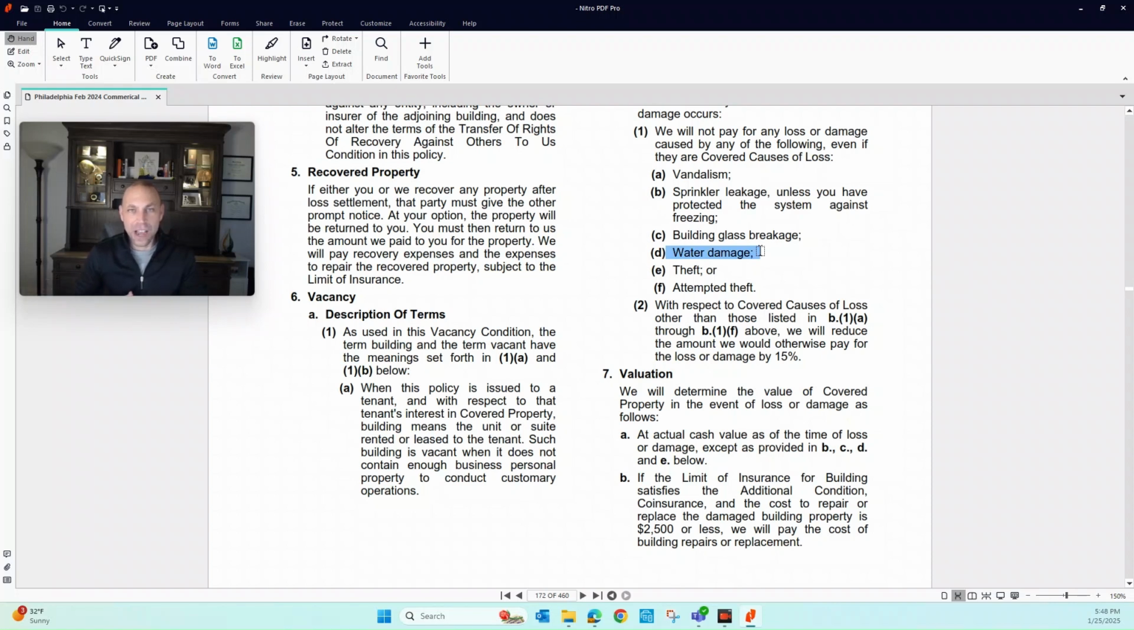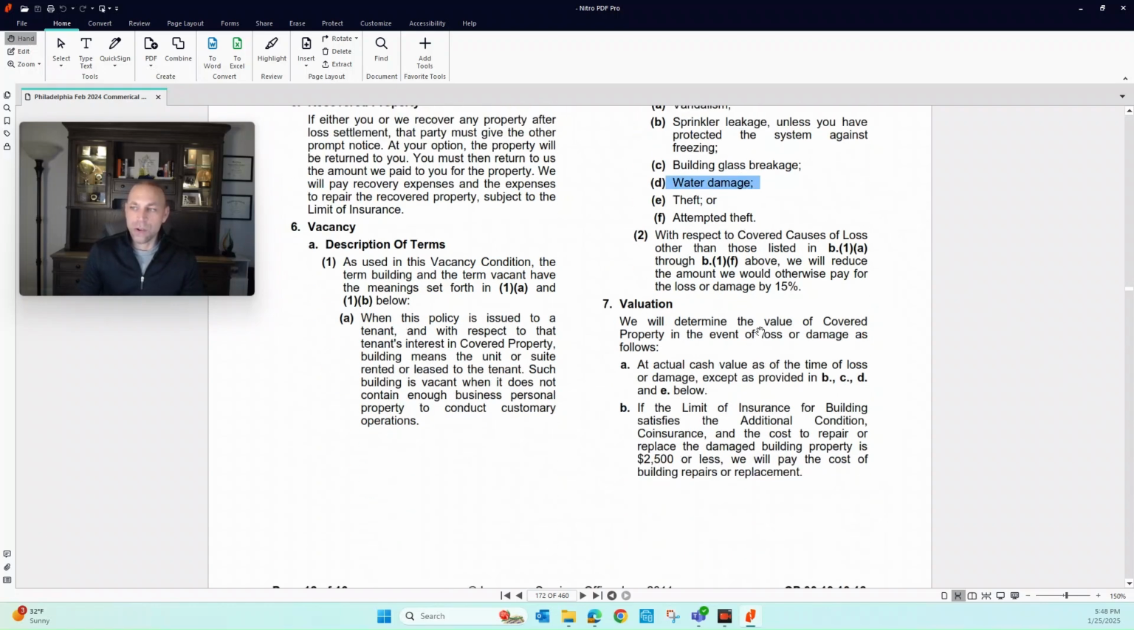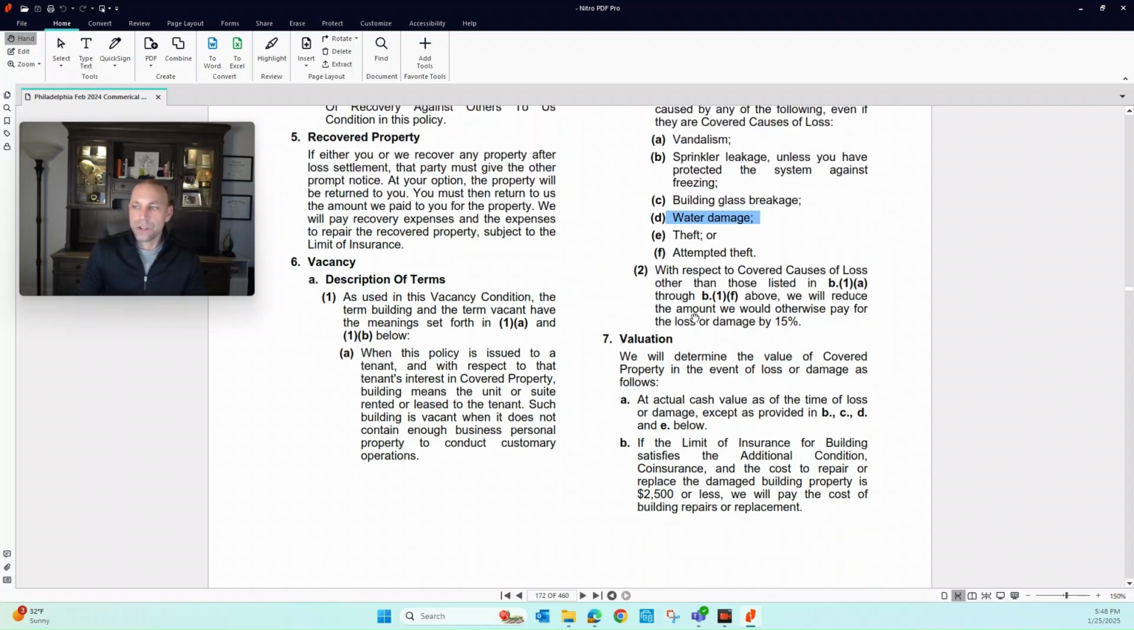If it's unoccupied for 60 days, this stuff can really ramp up. At 60 days, we're in a lot of trouble. Theft or attempted theft. If the building is vacant and these happen, the insurance company is denying your claim. They're not paying anything. You're not off the hook necessarily if something else happens, let's say wind. As you see in number 2 here, with respect to covered causes of loss other than those listed above, this insurance company would pay what they would otherwise pay, but they would reduce it by 15%.